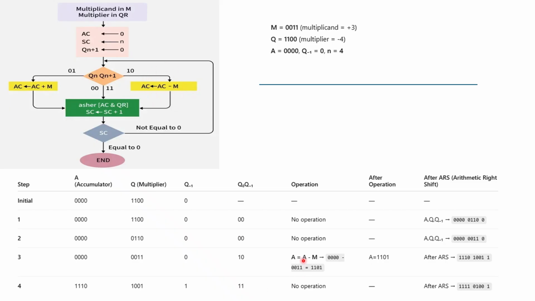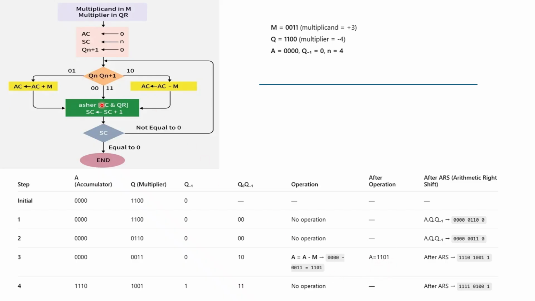So let's see, A is equal to A minus 1. So A is what? A is your all 0 and minus M. M is what? So M is your multiplicand, that is 0 0 1 1. So here is 0 0 1 1. Subtraction will be 1 1 0 1. So A will be 1 1 0 1.